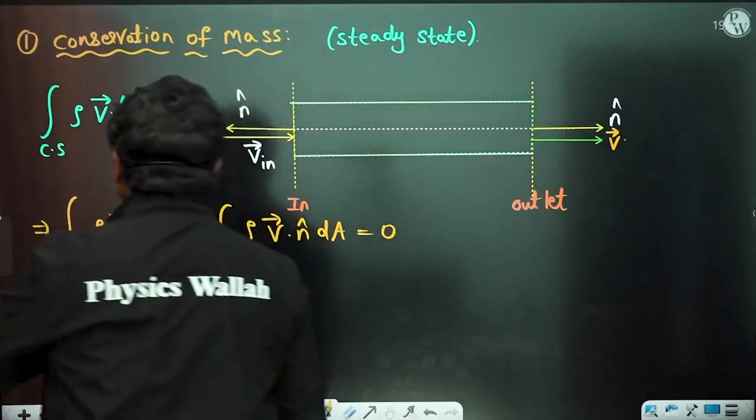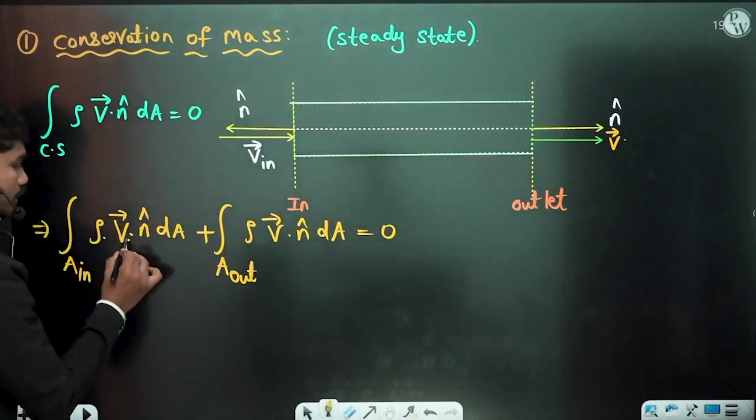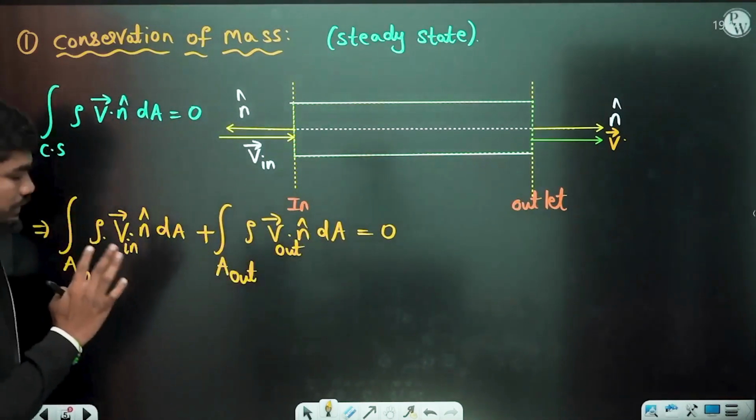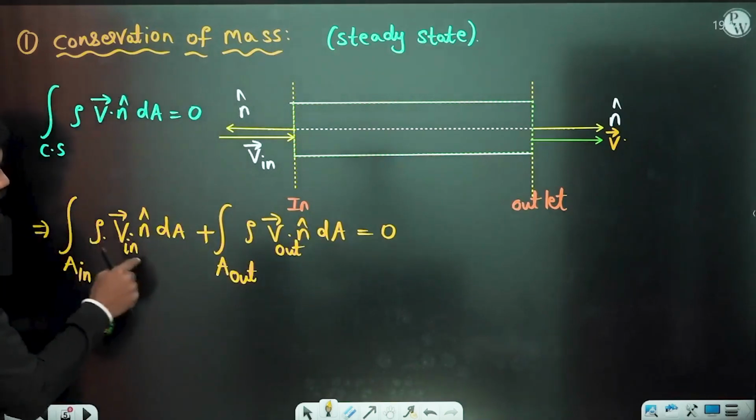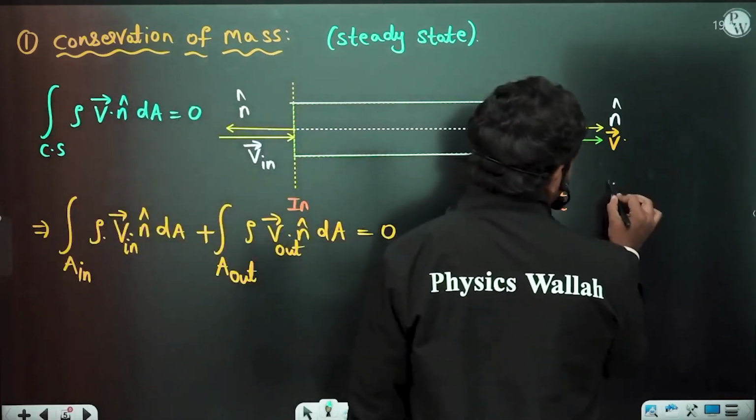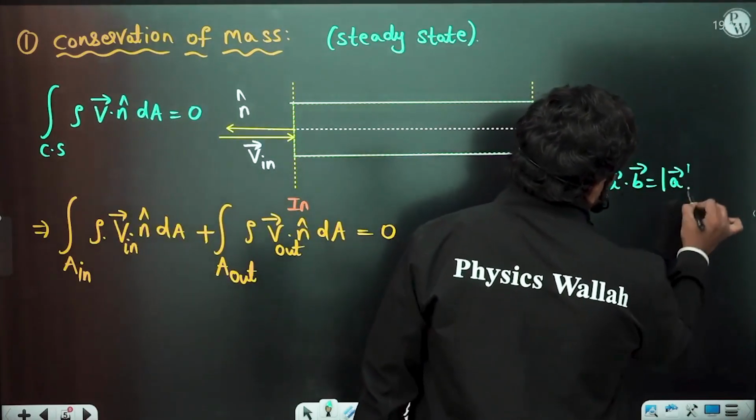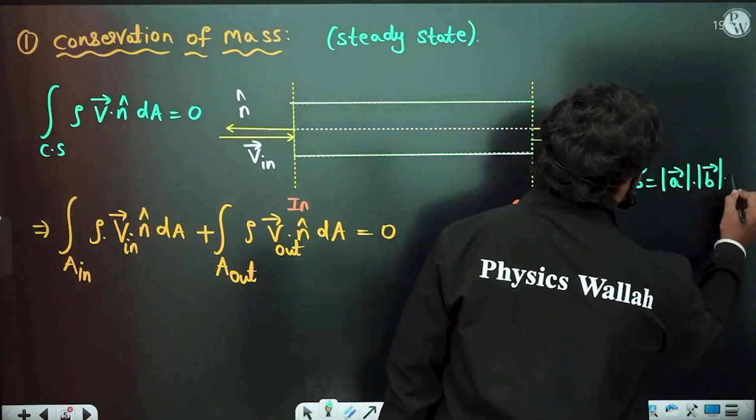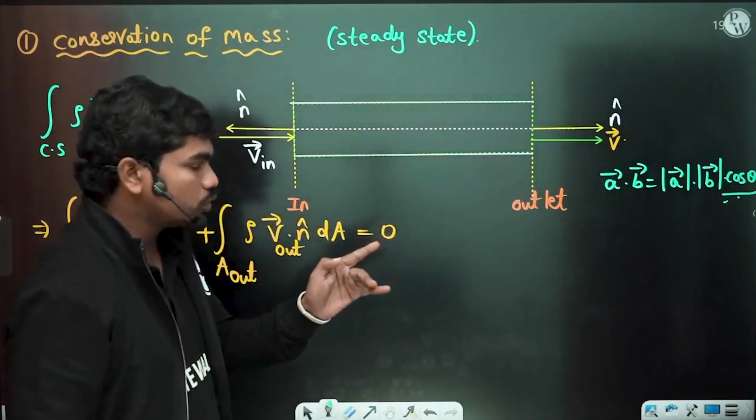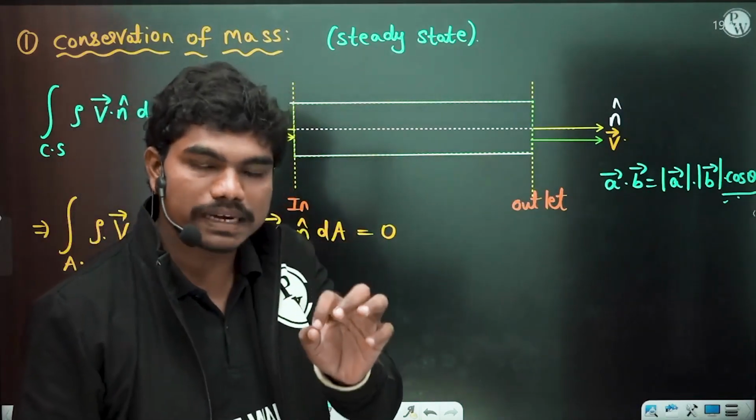Now, at the inlet location, you see this V bar and n cap are actually opposite to each other. So you can write n in and n out. At the inlet, V bar dot n cap is nothing but a dot product of two vectors. If you have A bar dot B bar, this is equal to magnitude of A times magnitude of B times cos theta, if theta is the angle between these two. So A bar dot B bar is given by the product of the magnitudes of both vectors multiplied with cos theta.